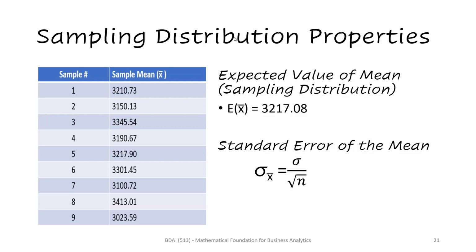Is Abigail with us? Abigail, I can't hear you. Yes, please, I'm with you. Have you calculated the expected value of the mean? Yes, please. What figure did you get? 3,217.08222. Okay, so good. Thank you very much.